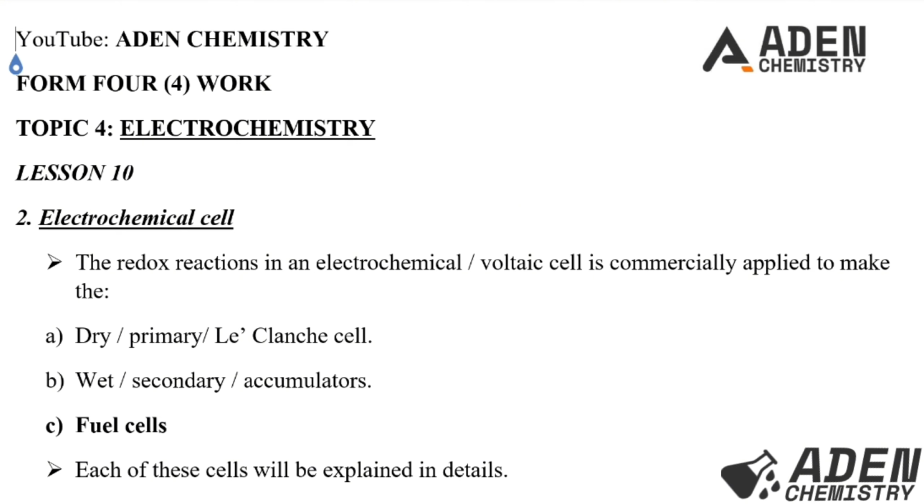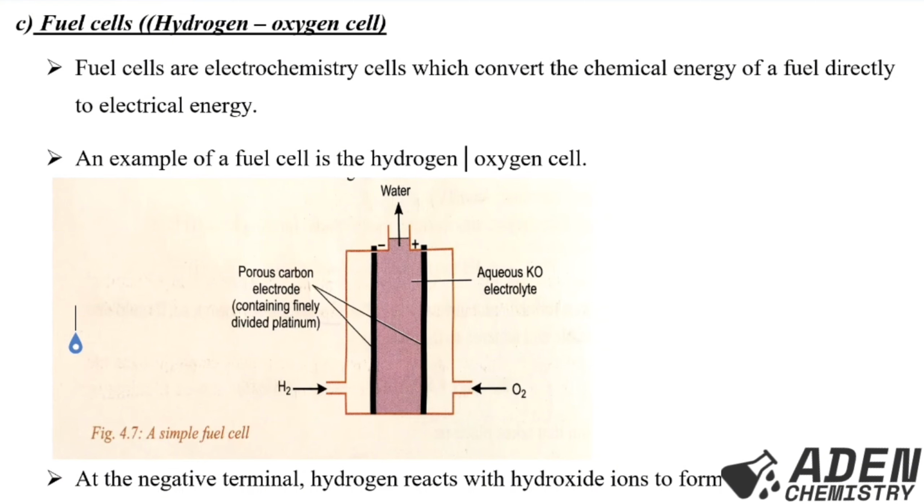So in our previous class 9, we were dealing with the wet cells or the secondary cells. Today, lesson 10, we are going to proceed to the fuel cells. We said each of these cells will be explained in detail. A good example that we are going to pick there will be the hydrogen-oxygen cell. Fuel cells are electrochemical cells which convert the chemical energy of a fuel directly to electrical energy. A good example of a fuel cell is the hydrogen-oxygen cell, and this is how it looks.